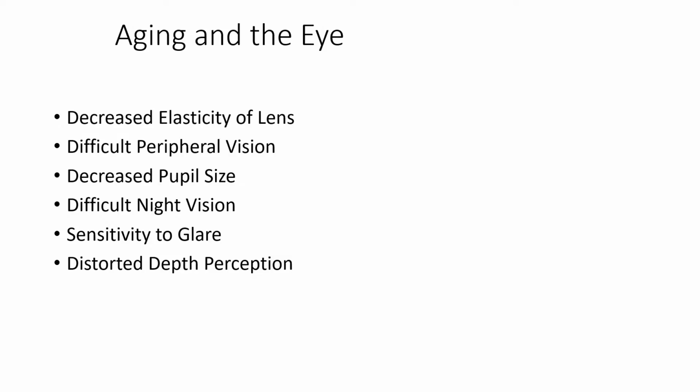First, we're going to talk about the characteristics of aging of the eye, which is decreased elasticity of the lens. They have difficult peripheral vision, decreased pupil size, difficult night vision, sensitivity to glare and distorted depth perception.